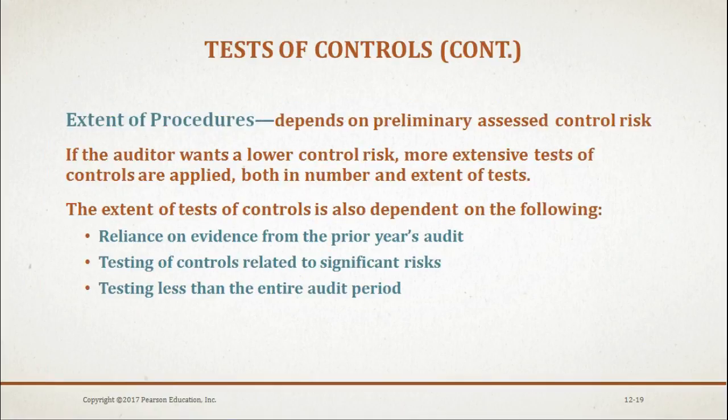The extent to which tests of controls are applied depends on preliminary assessed control risk. If the auditor wants a lower assessed control risk, more extensive tests of controls are applied, both in number of controls tested and the extent of tests for each control. The extent of tests of controls is also dependent on the reliance on evidence from the prior year's audit, testing of controls related to significant risks, and lastly, testing less than the entire audit period.